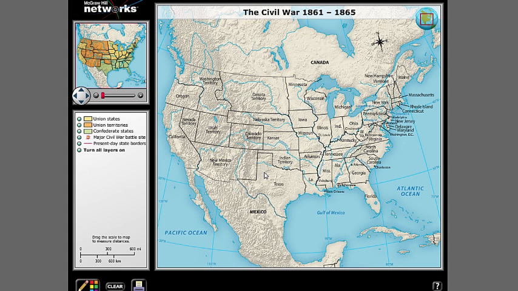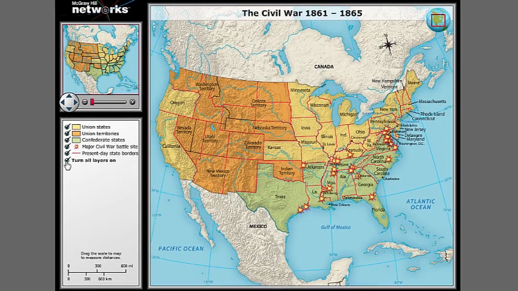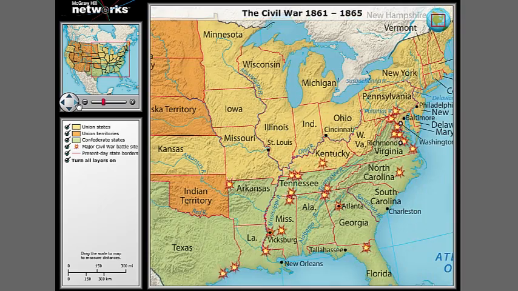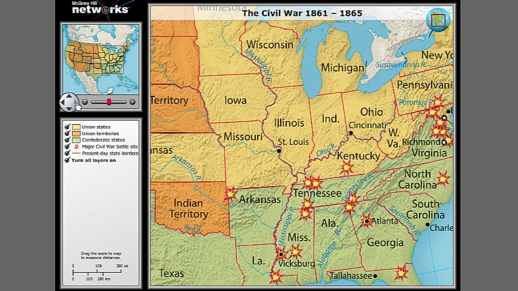The Civil War was a time of serious upheaval in the United States. As you can see on the map, the Union had a far greater land mass than the Confederacy. However, the Confederacy put up a good fight, and the war lasted 4 years.